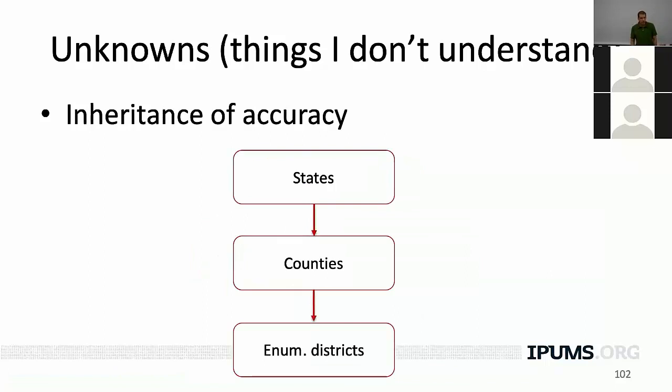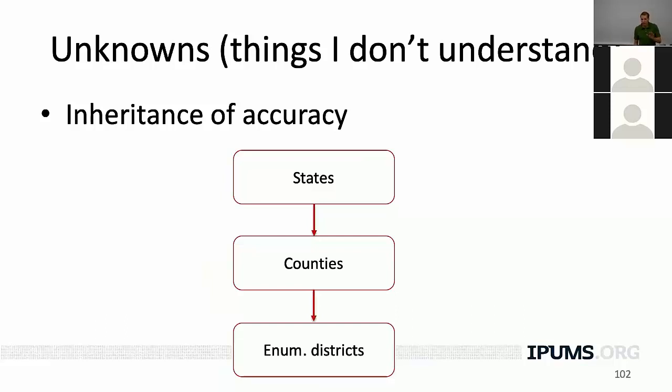Inheritance of accuracy. According to the Census Bureau, the accuracy of the output counts as you move down the hierarchy: the county data inherits some of the accuracy at the state level, and the enumeration districts inherit the accuracy from the county level. Truthfully, I still don't get this. I don't quite understand what they mean when they talk about this.